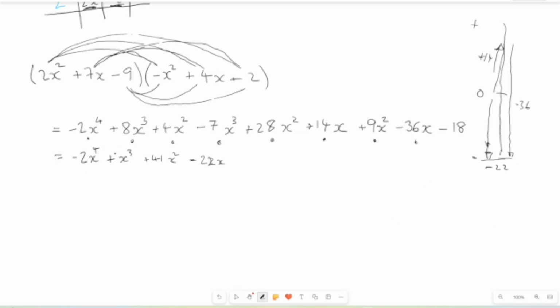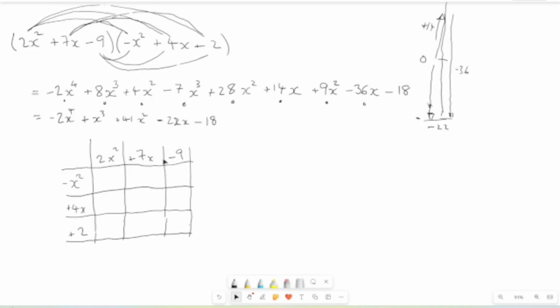So that's dealt with everything. Everything's got a dot under it except for this minus 18, and we haven't got any other terms that don't have x, so we just write that down, minus 18x, sorry, not x. That's not right at all. We get rid of that. And that is the answer to this bracket multiplication.